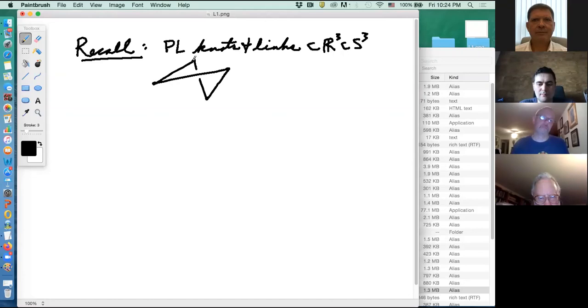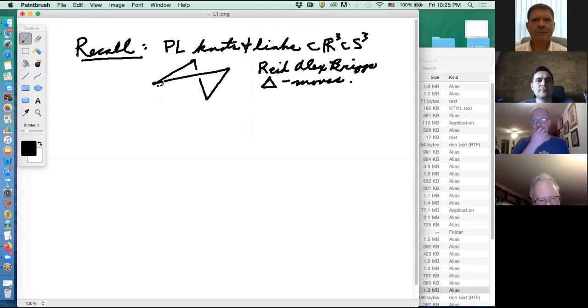And we talked about the Reidemeister, Alexander and Briggs triangle moves, of which a typical example could be right here, where I complete this triangle and the rest of the embedding does not go through the surface of the triangle. And that means that I am allowed by a triangle move to replace what we have here by that, like so.